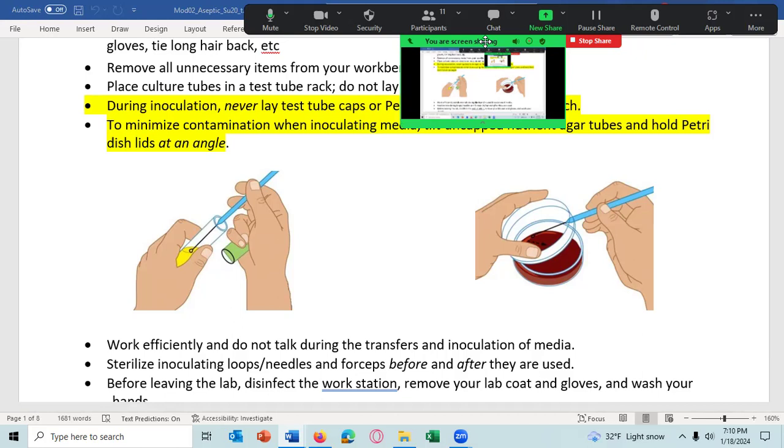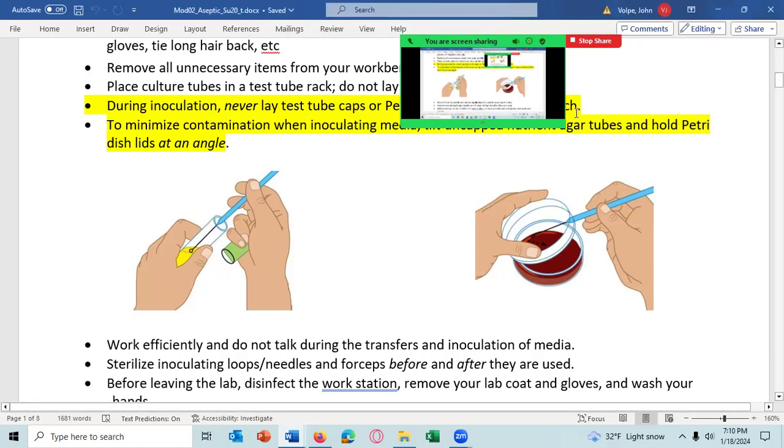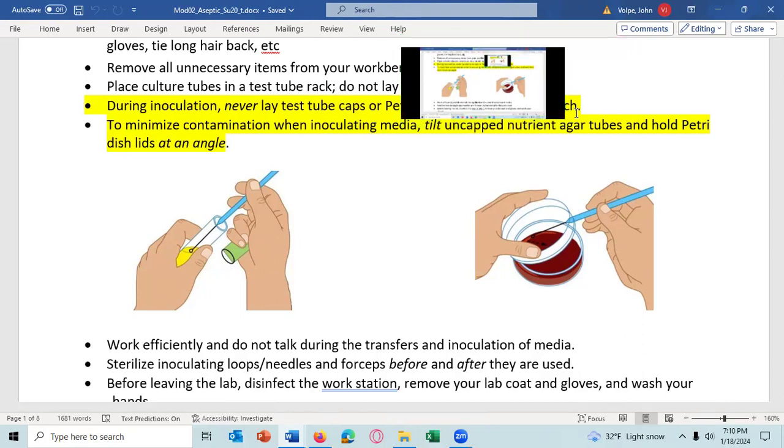But I wanted to make sure you guys can see this because I'm going to try and illustrate what we're talking about. You have a cap. You should never take the cap and put it down on the workbench because there's bacteria on the workbench.